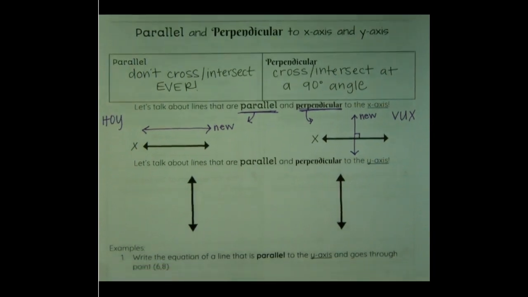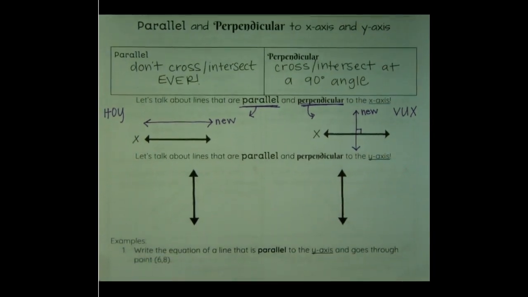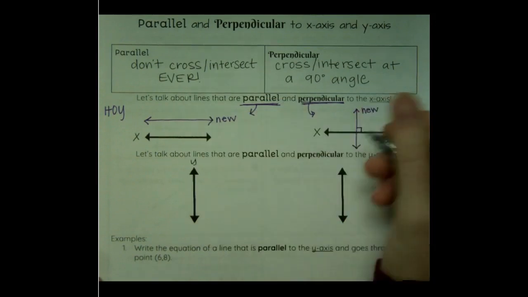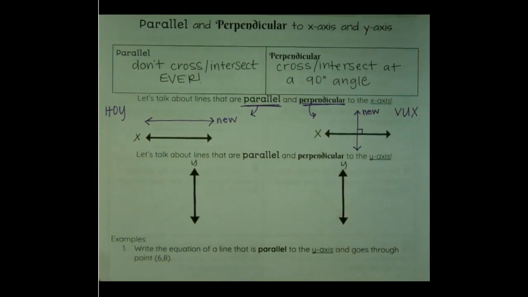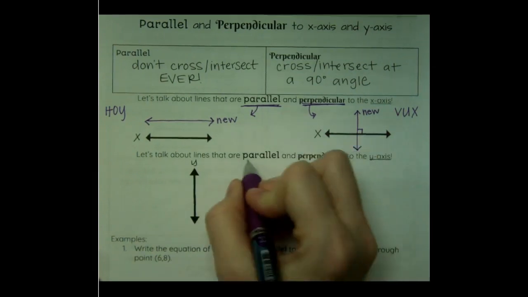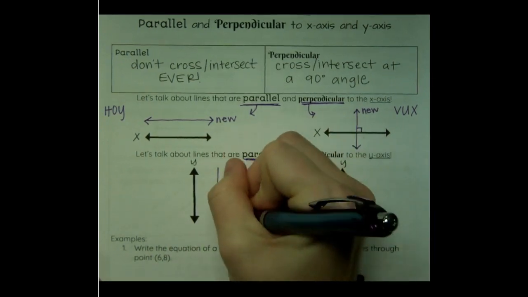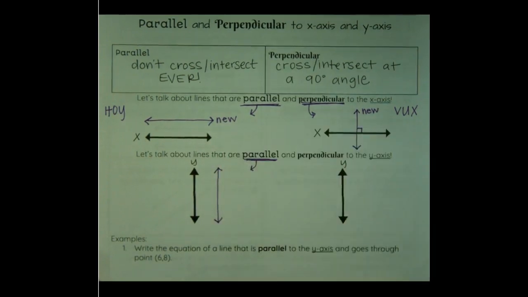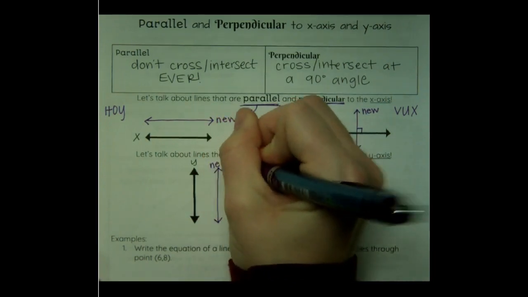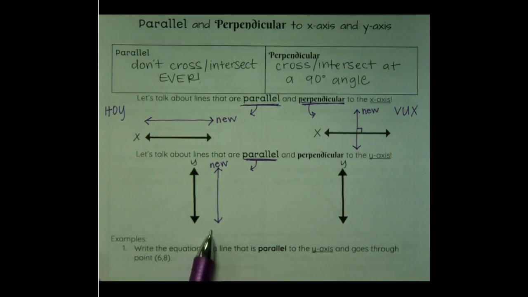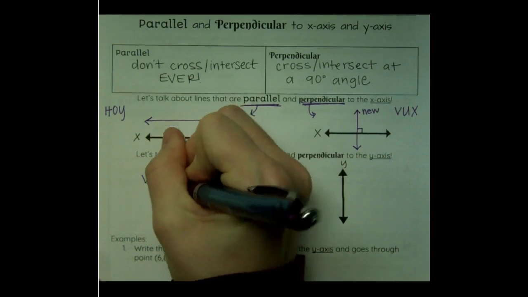So let's do the same thing, but let's try it with lines that are parallel and perpendicular to the y-axis. So now I have the y-axis. You can label it y and y. Remember, it's that vertical line on a graph. So a line that's parallel to the y-axis is going to be a line that is right next to the y-axis but does not touch or cross it. Okay, so I'm going to label this line, it's my new line. And this line is a vertical line. So to find the equation, we are going to use VUX.